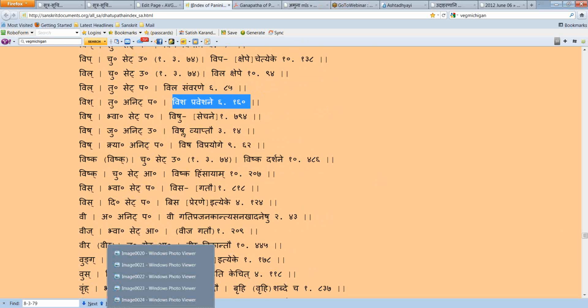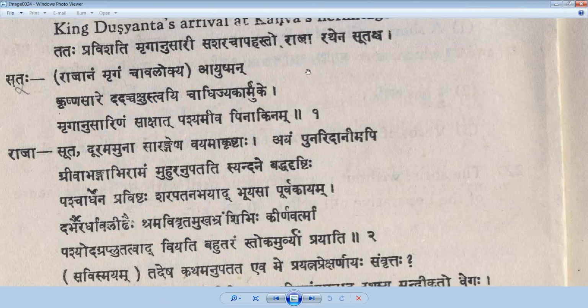So Raja Pravishati, the king enters. And then Sutascha, so also his charioteer enters. Rathena, so the king enters on the chariot, by means of the chariot he enters. Now there are a couple of adjectives to the Raja. He is Mruganusari. He is also Sashara Chapahastaha. Very straightforward compounds. Mruganusari: Anusru. Sru is to move, to go, but Anusru is to follow. So he was following a deer.